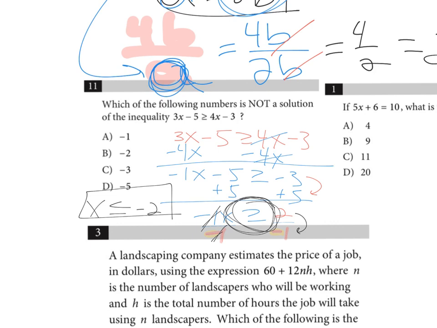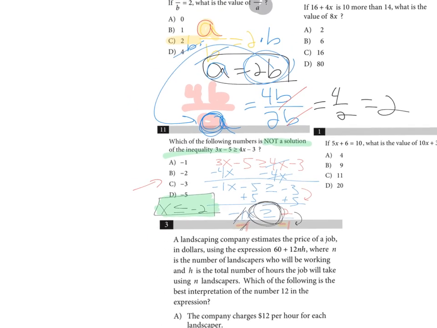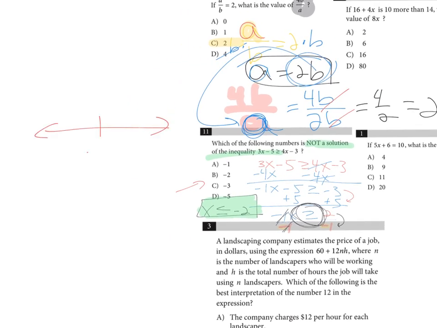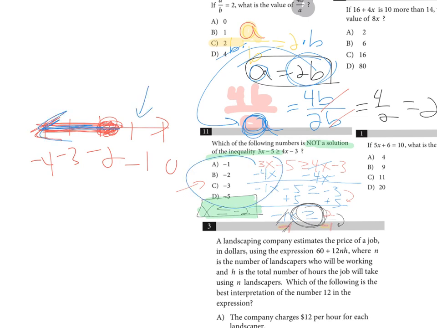So the question asks you which of the following numbers is not a solution. So this question is asking you which of the following numbers is not less than or equal to negative 2. Well, if you want to think about negative 2 on a number line, here's where negative 3 and negative 4 would be. Here's negative 1 and 0. Less than or equal to means you have a closed circle at negative 2 going to the left. So which of these answer choices is not shaded in? In this case here, letter A, negative 1. So here our answer is letter A.